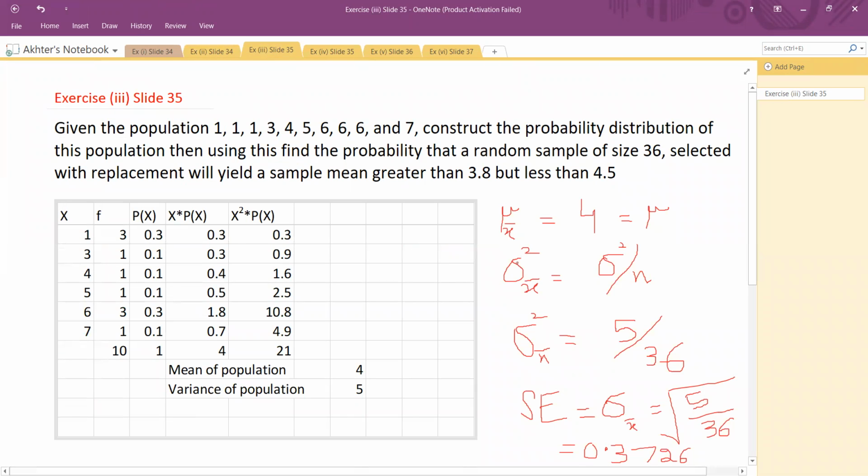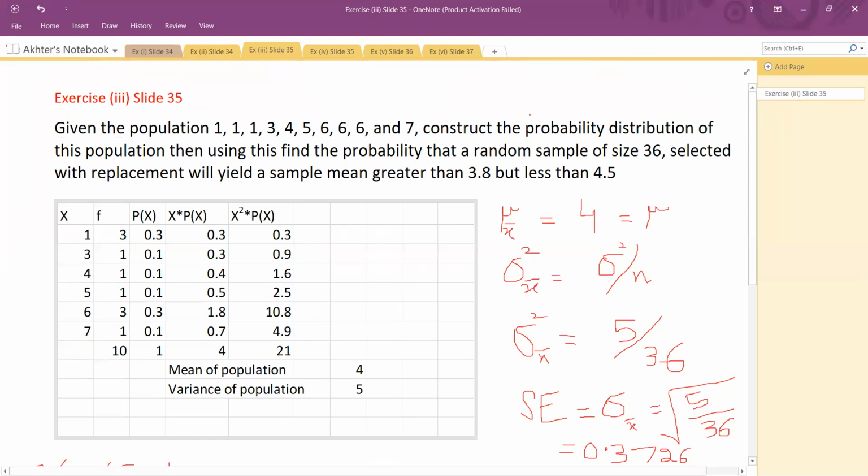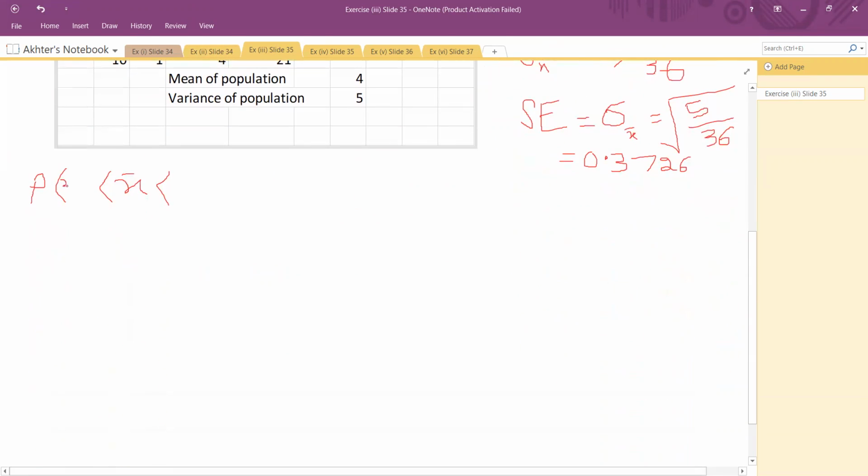But here we can use the central limit theorem to compute this probability. According to the central limit theorem, if the population is not normal, as in this case, but the sample size is large, then the sampling distribution of mean will be approximately normal. So I am using this theorem here. We have to calculate the probability that x bar lies between the two numbers, 3.8 and 4.5.